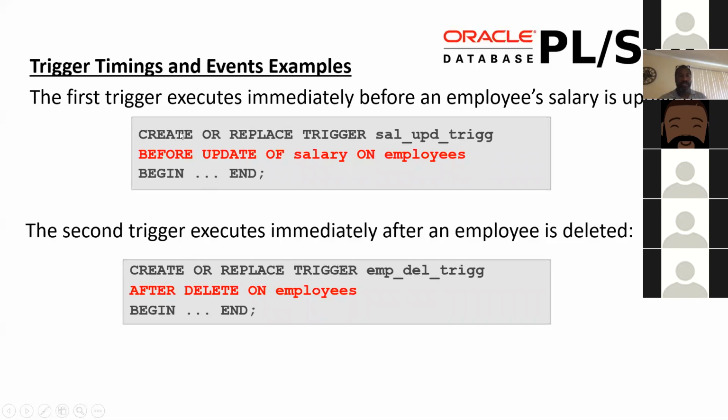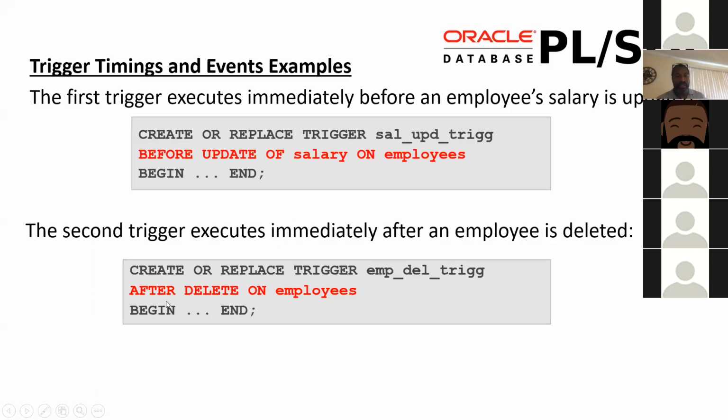Okay, so the first trigger executes immediately before the employee salary is updated. The way this trigger is written, create or replace trigger salary update trigger, and you have the term before update of salary on employees. Now, with this of here, you're actually focusing on one column, salary. You can take the of out and just write before update on employees, and that will be associated with the whole table, and then you would have to define what happens. So that's where you see this of, that's associated with a specific column.